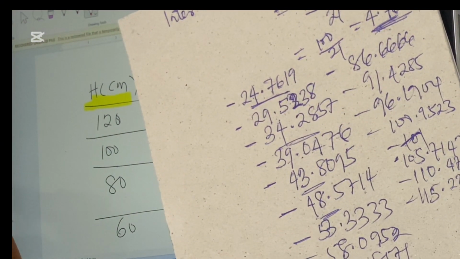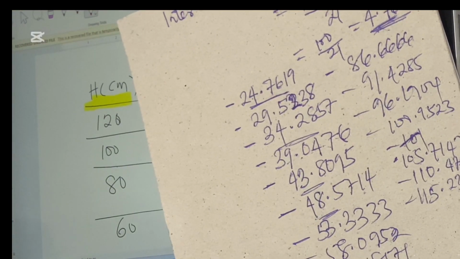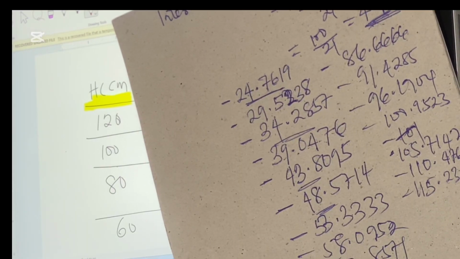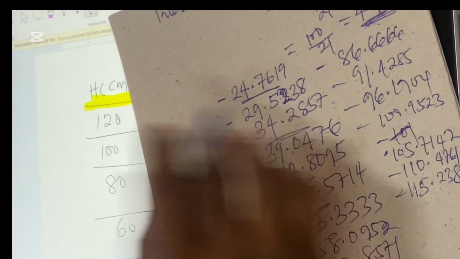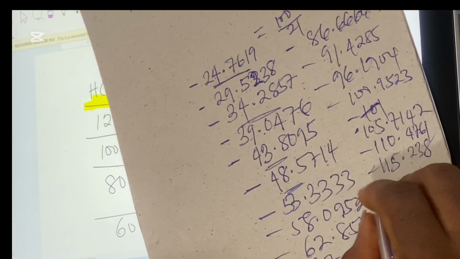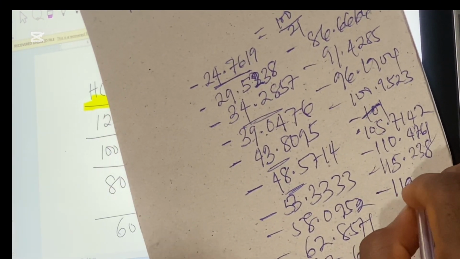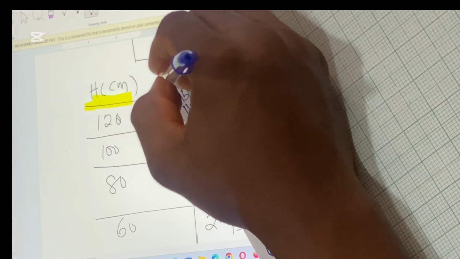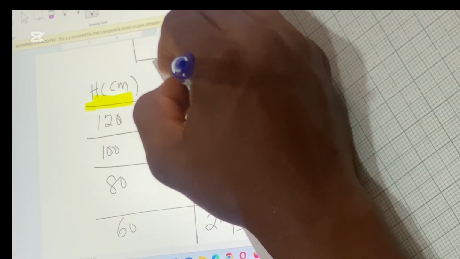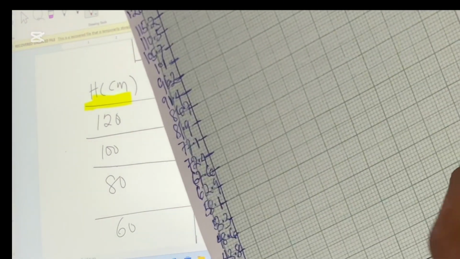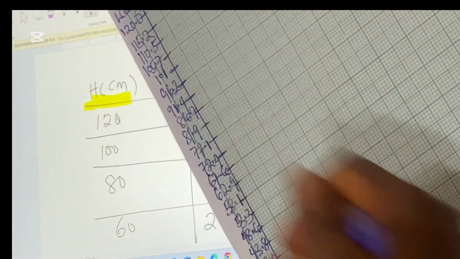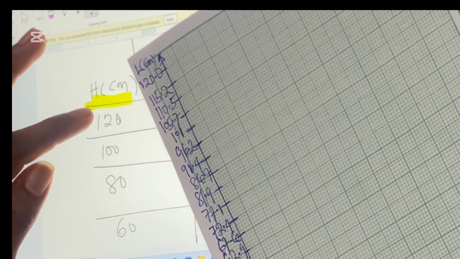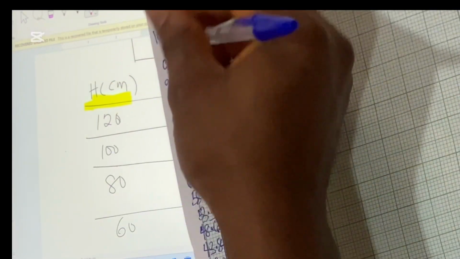plus 4.7619. The answer is 119.999. When you approximate that, the answer will be 120.0. If you calculate this properly, you must get this highest value here. Please take note. You must get this highest value here. So we have gotten the highest value, which is 120.